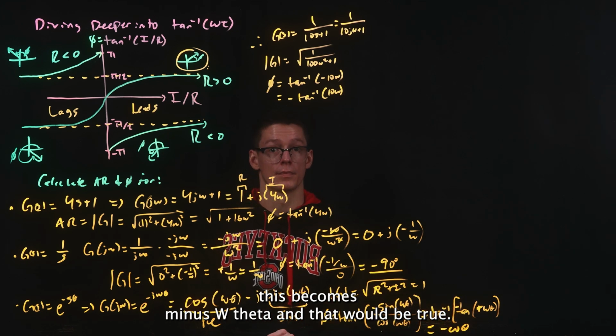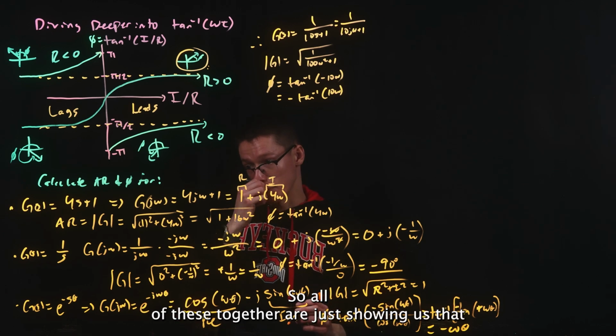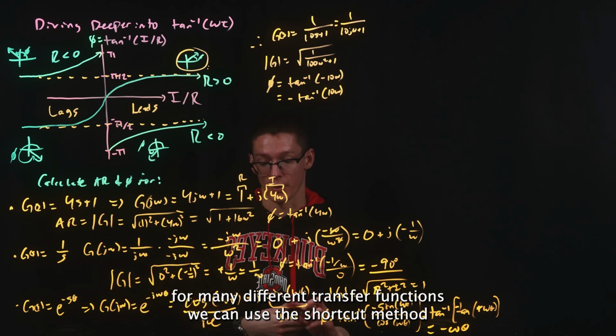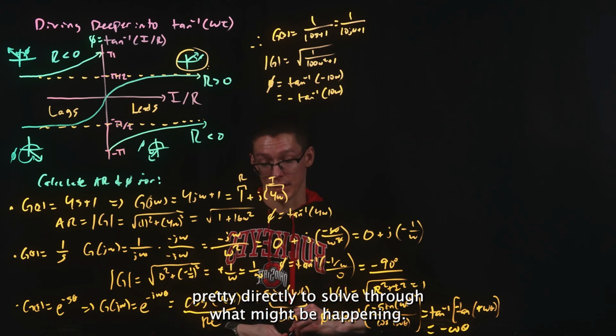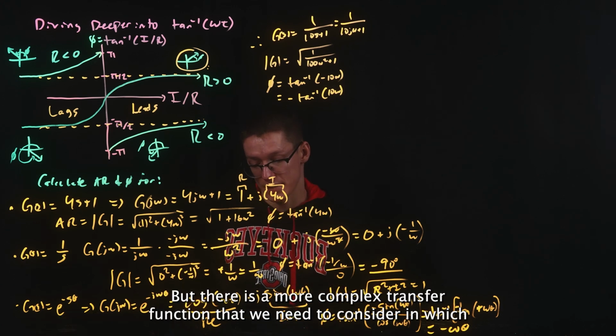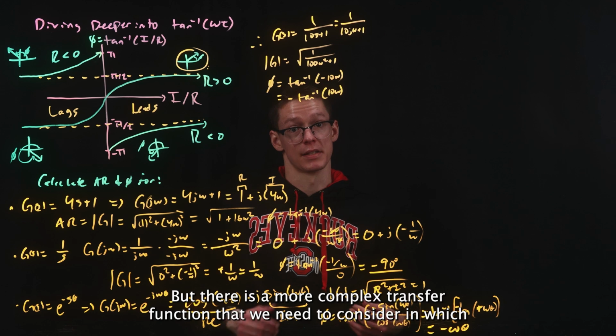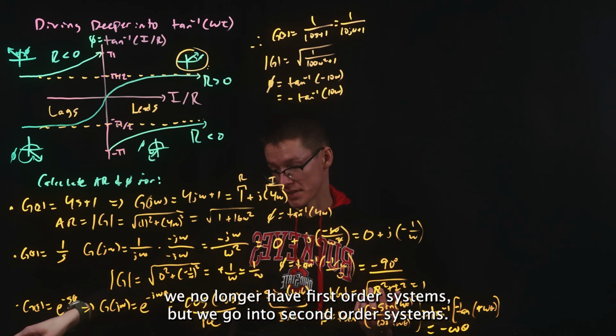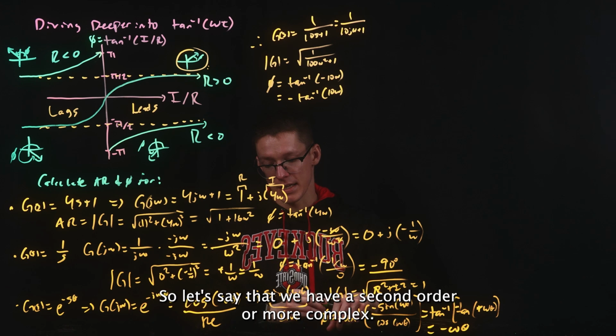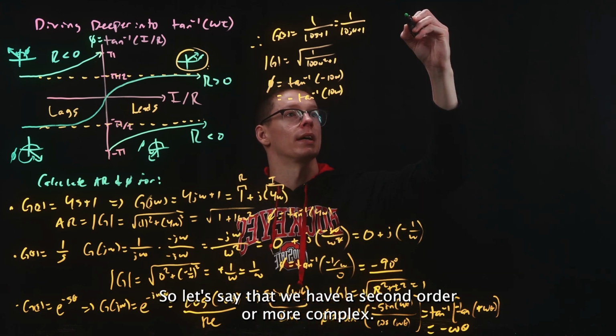So all of these together are just showing us that for many different transfer functions, we can use the shortcut method pretty directly to solve through what might be happening. But there is a more complex transfer function that we need to consider, in which we no longer have first order systems, but we go into second order systems. So let's say that we have a second order or more complex system.